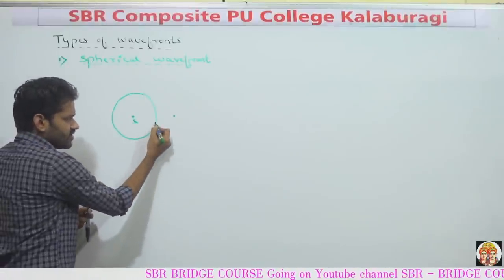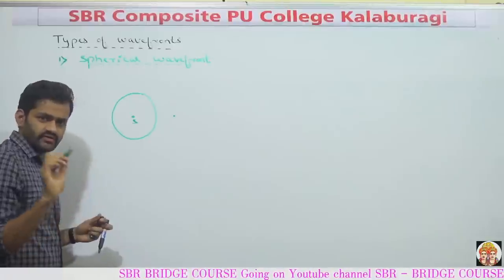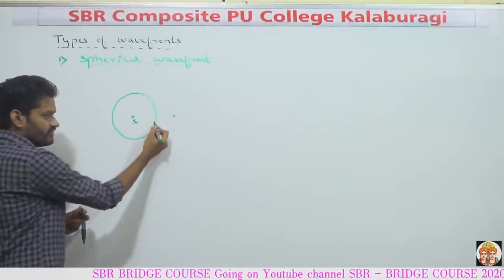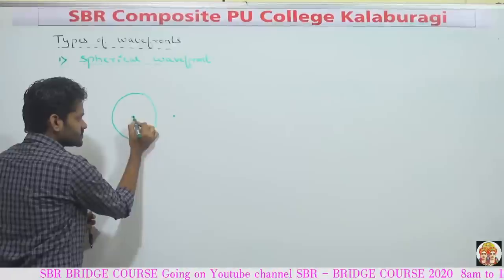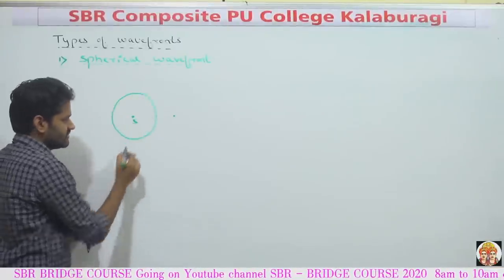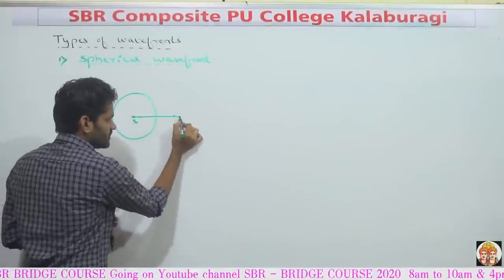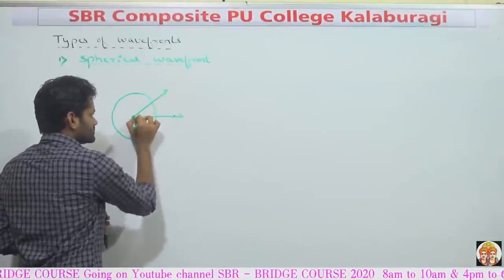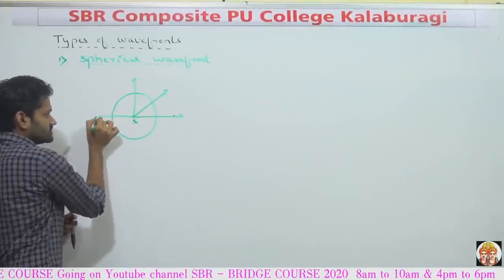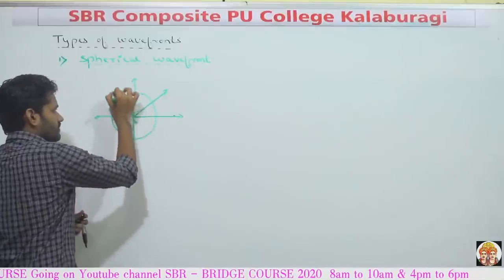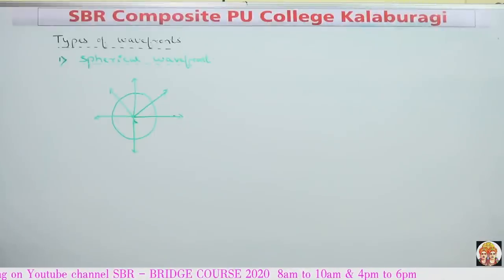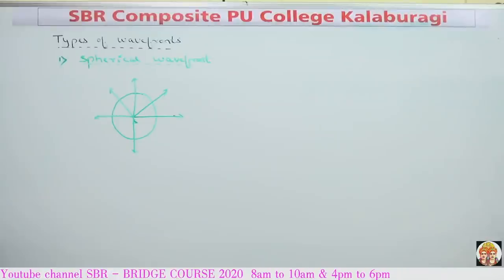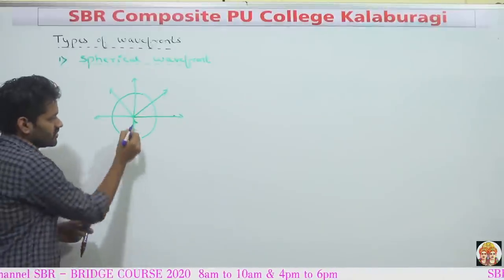Whatever particles are on this wavefront, all of them will vibrate in the same phase. If they are at 45, all are at 45; if at 90, all are at 90. The distance from the source of all these points will be the same. This is the first wavefront. Rays of light, along which the disturbance travels, are drawn like this. The disturbance travels along these rays.